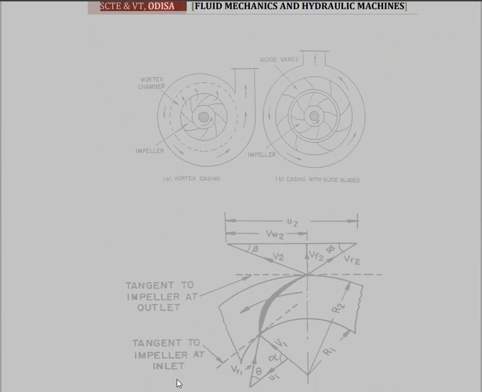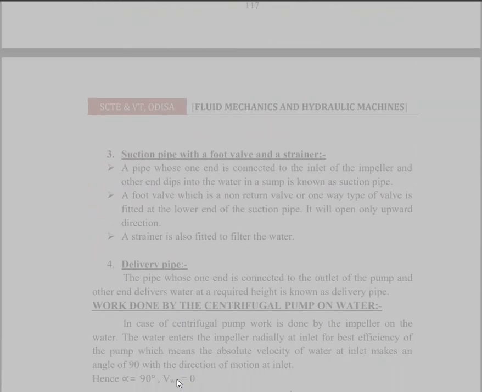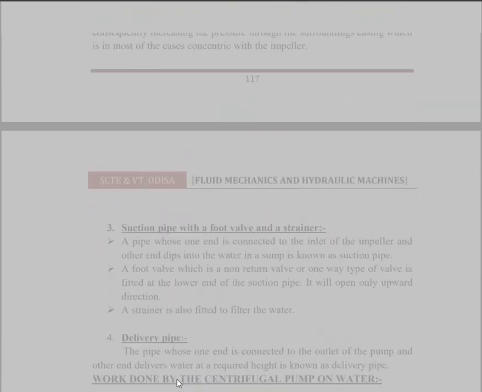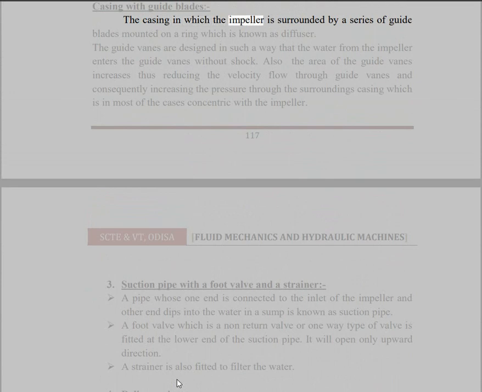SCTE and VT, Odisha. Fluid Mechanics and Hydraulic Machines. 117. Casing with guide blades. The casing in which the impeller is surrounded by a series of guide blades mounted on a ring is known as a diffuser. The guide vanes are designed in such a way that the water from the impeller enters the guide vanes without shock. Also, the area of the guide vanes increases, thus reducing the velocity of flow through the guide vanes and consequently increasing the pressure through the surrounding casing, which is in most cases concentric with the impeller.